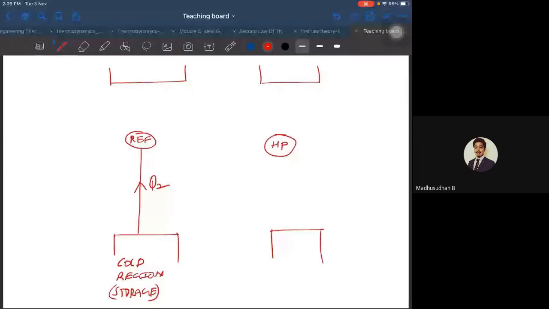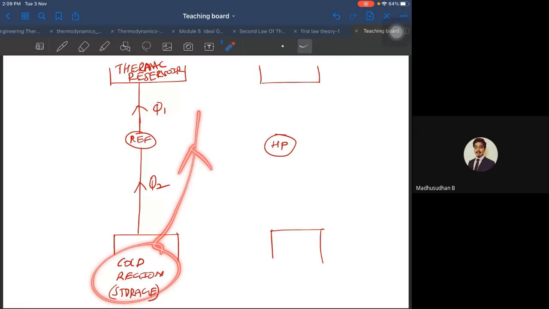And this heat is going to another reservoir, just a thermal reservoir. Q1 amount of heat is being pumped into the thermal reservoir. It might be anything; it is just a reservoir, so it will take the heat. In order to do so, should I do work on the system, or will I get work from the system? I am extracting the heat from the cold region of space towards the thermal reservoir. In this sense, should I work on the system or will the refrigerator give me the work?